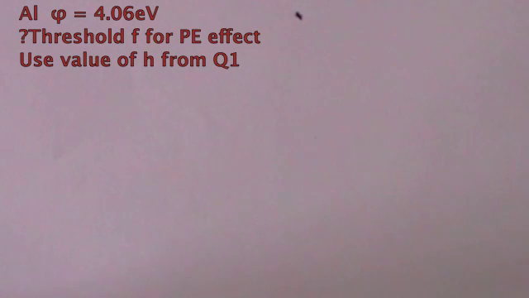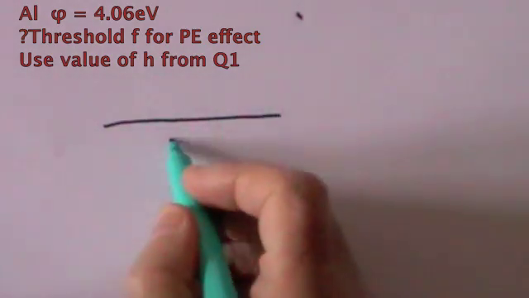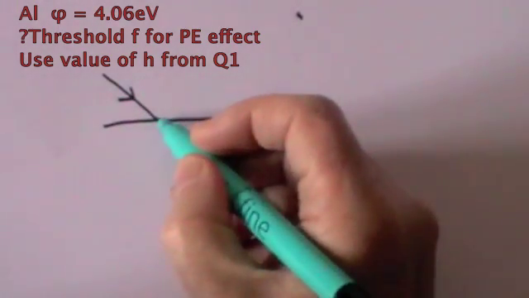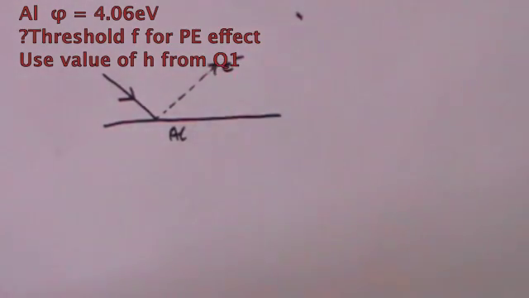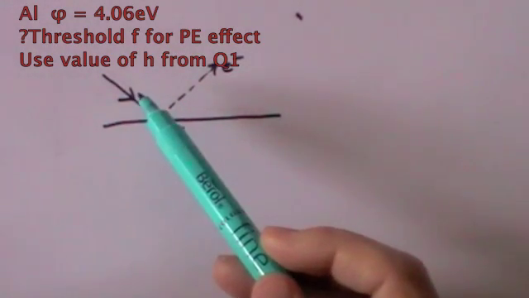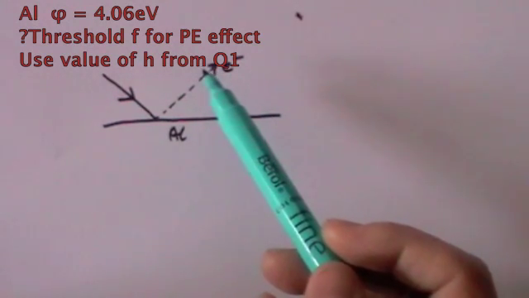Question 2. We are told that the work function for aluminium is 4.06 electron volts. We're asked to find the threshold frequency for the photoelectric effect. And we recall that the photoelectric effect, in this case, you've got aluminium, you've got light shining down on the aluminium, and if the light is of sufficient frequency, you'll get electrons emerging. But those electrons will only emerge if there is enough energy in the photons of the light to completely kick the electrons out of the atom.